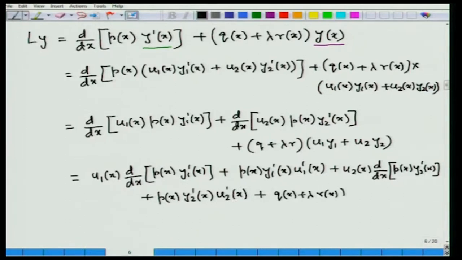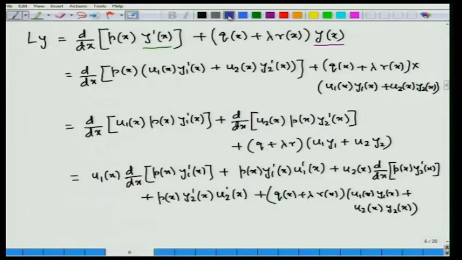plus q x plus lambda r x, this multiplied with u_1 x y_1 x plus u_2 x y_2 x. Now, in order to apply the result that y_1 and y_2 are solutions of the homogeneous equation, we have to rearrange these terms. First of all, we are going to take these terms together, that is this expression u_1 x this one, and then q x plus lambda r x multiplied with this u_1 x y_1 x, because from these two terms we can take u_1 common. And similarly, from these expressions, that is u_2 x d/dx of this and this q x plus lambda r x multiplied with u_2 x into y_2 x.